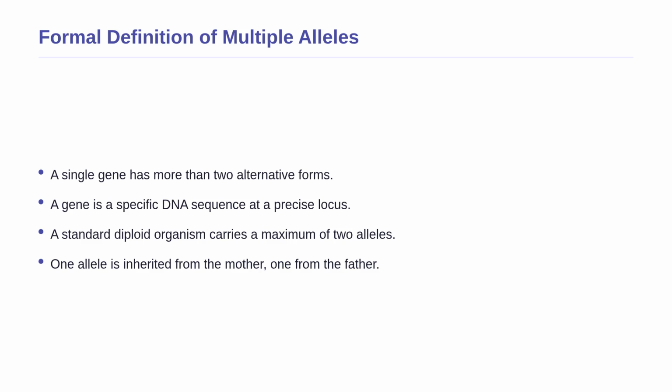Now that we have an intuitive grasp, let us define this formally. In genetic terms, multiple alleles refer to a situation where a single gene has more than 2 alternative forms existing within a population. To understand this deeply, we must remember that a gene is a specific sequence of DNA located at a precise position, known as a locus on a chromosome. In a standard diploid organism, which includes humans and most animals, an individual can only carry a maximum of 2 alleles for any given gene. You receive exactly 1 allele from your mother and exactly 1 from your father.